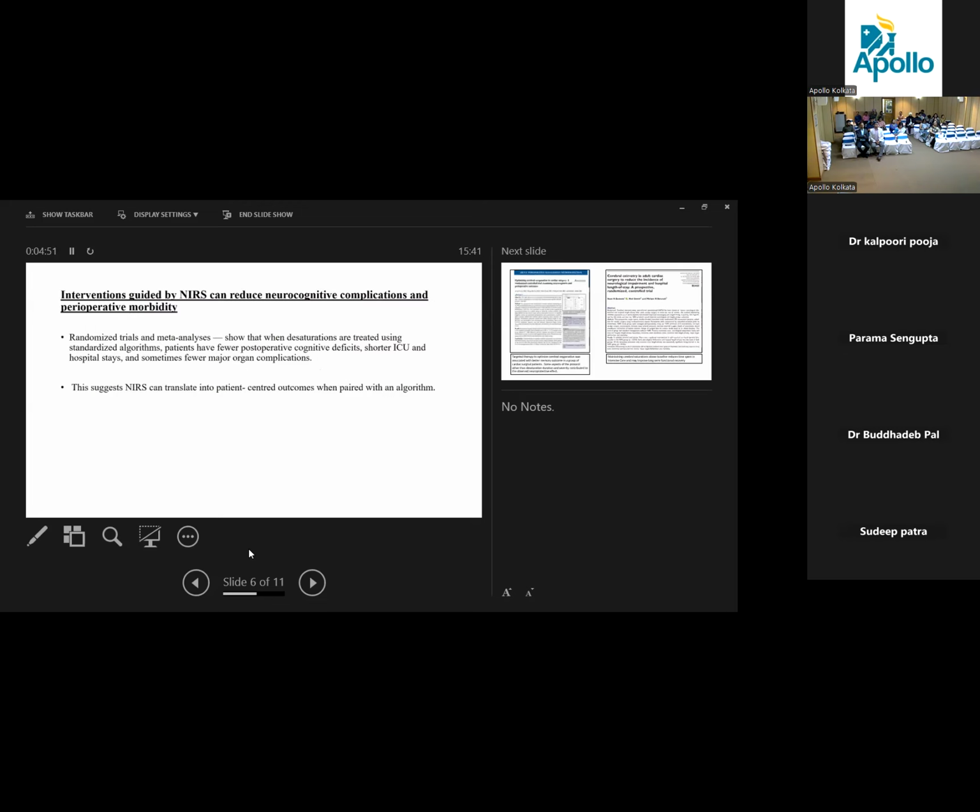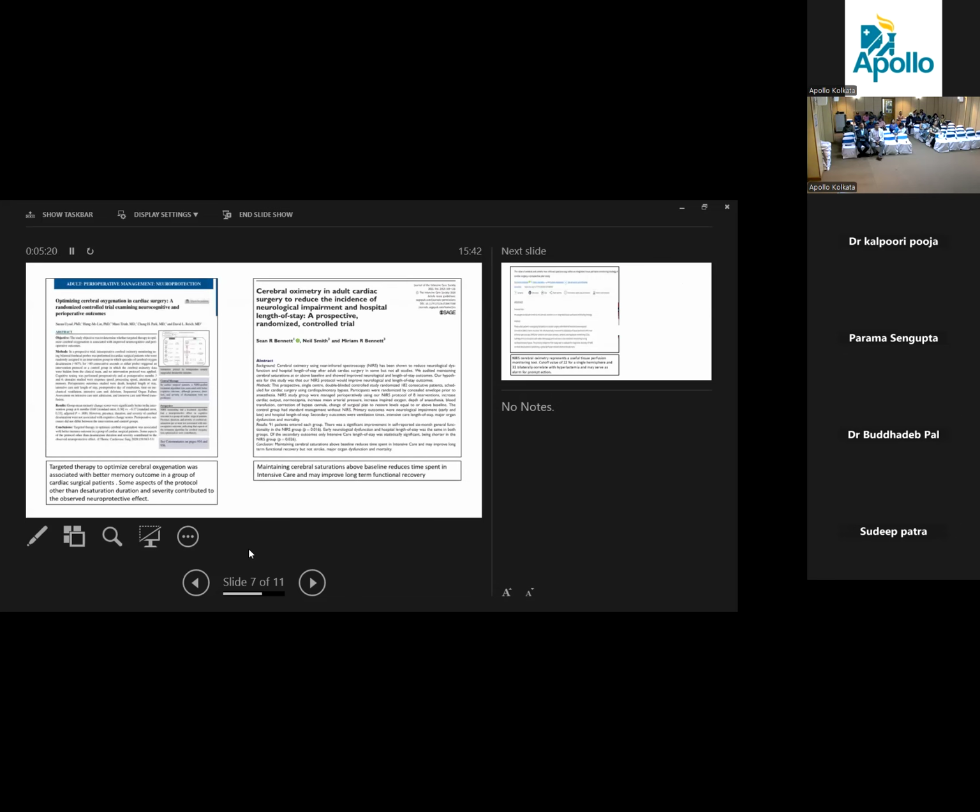Next, it also helps, as interventions guided by NIRS can reduce the neurocognitive complications and perioperative morbidity. Randomized trials and meta-analyses show that when desaturations are treated using standard algorithms, patients have fewer cognitive deficits, shorter ICU and hospital stays, and sometimes fewer major organ complications. This suggests NIRS can translate into patient-centered outcomes when paired with an algorithm, just like I showed.